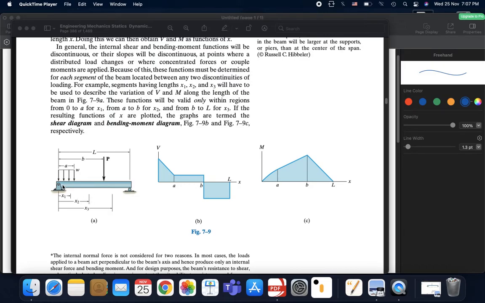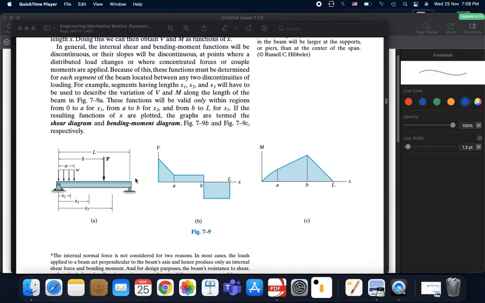Now guys, if you see here at this portion we have distributed loading, here we have a concentrated load, and here we have a support reaction. So you see the nature of the loading changes with the length or the distance from this point to this point across the length.